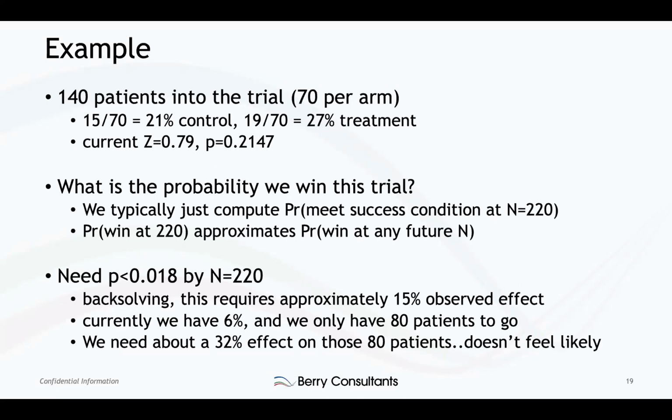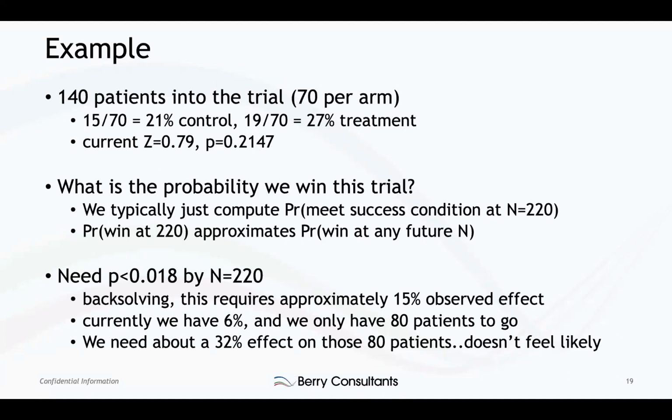If we compute the probability that we win at 220, the maximal sample size, I need a p-value less than 0.018 at 220. So this is just thinking about what I need. I can back solve for what I need to win. So I need 15% observed effect. I only have a 6% observed effect, and I only have 80 patients to go.